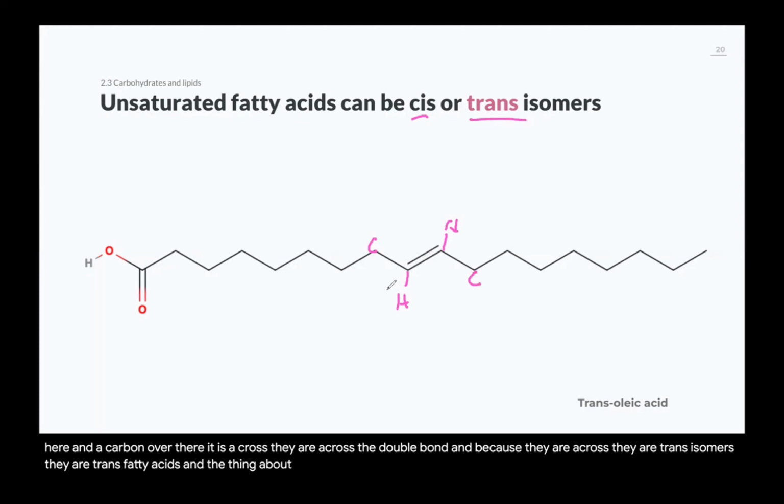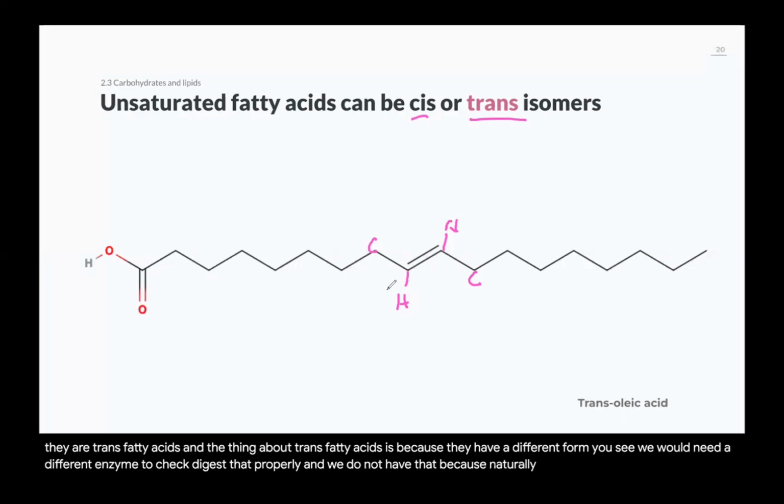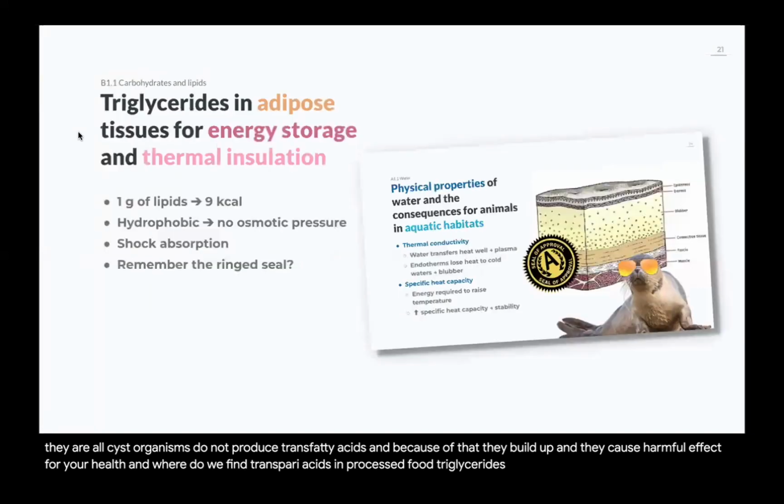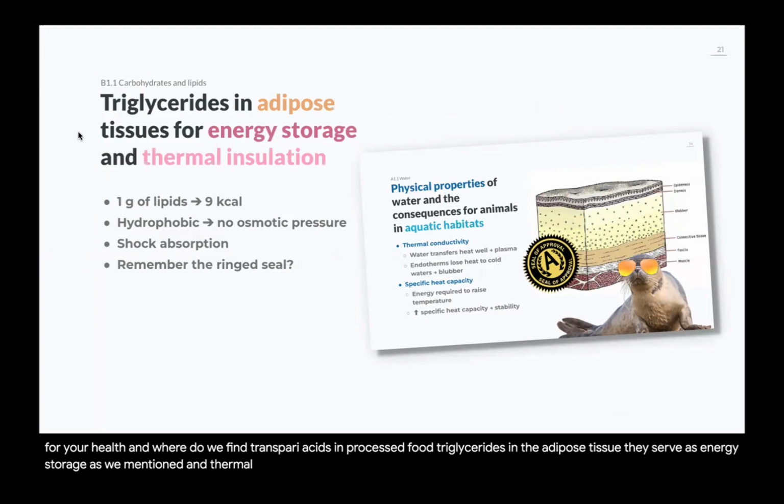And the thing about trans fatty acids is because they have a different form, we would need a different enzyme to digest that properly. And we do not have that because naturally, biologically occurring fatty acids, they are all cis. Organisms do not produce trans fatty acids, and because of that, they build up and they cause harmful effects for your health. And where do we find trans fatty acids? In processed food.